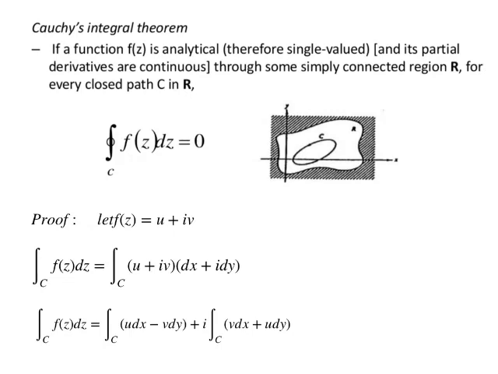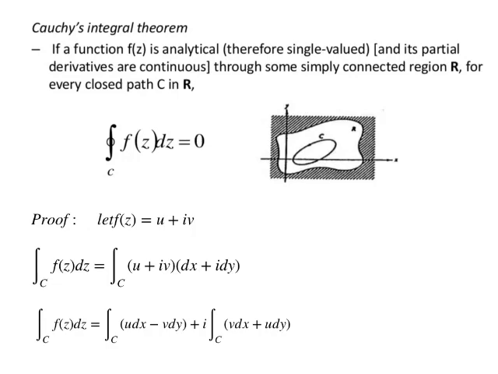So now let me take a very important theorem known as Cauchy's integral theorem. It says that if a function f(z) is analytic throughout some simply connected region R, then for every closed path C in R, the integral of f(z) dz is equal to 0. The other meaning of this theorem is that when a given point lies outside the circle, the integral of the function f(z) will be 0.